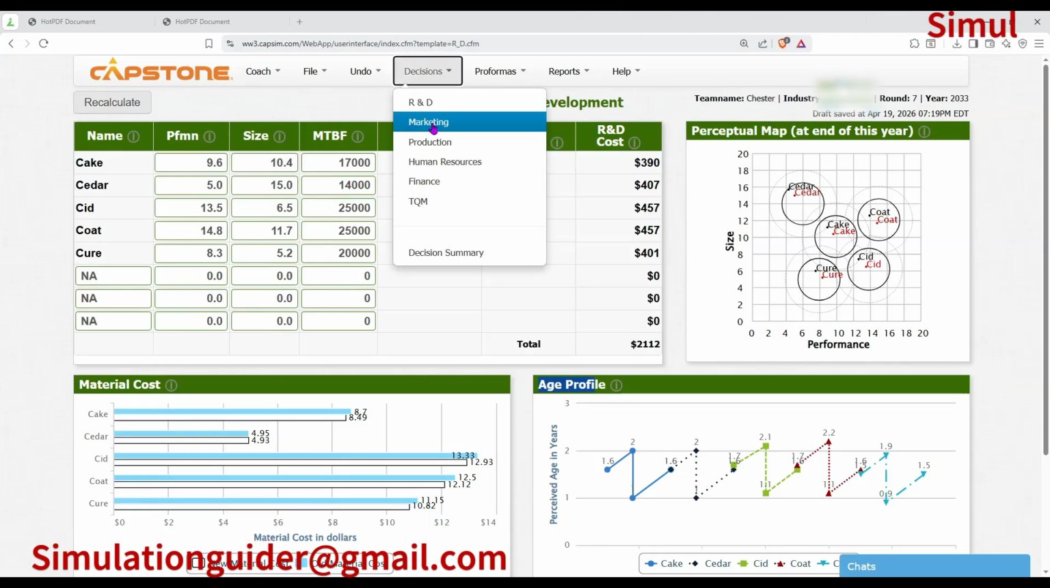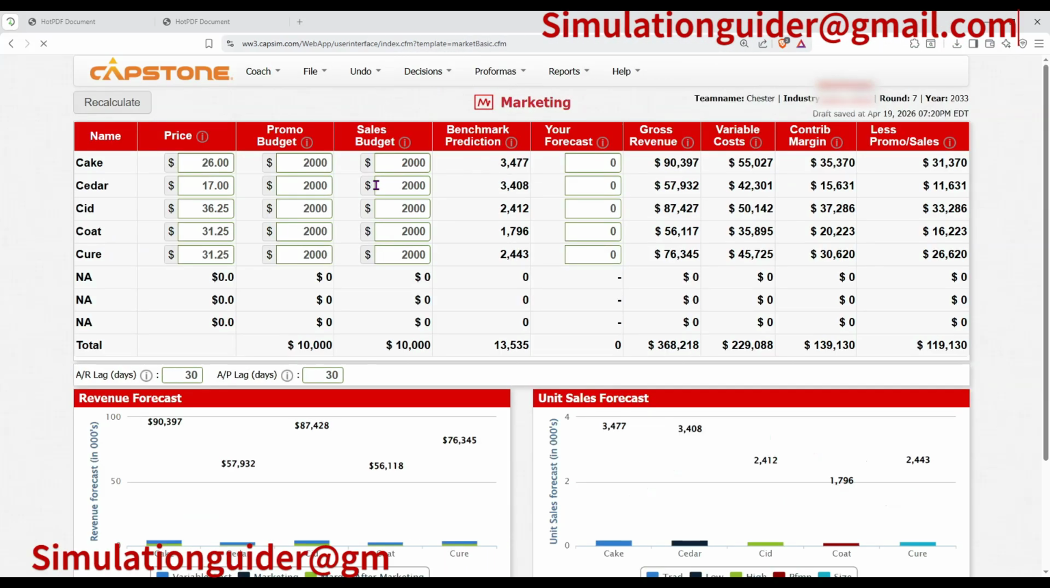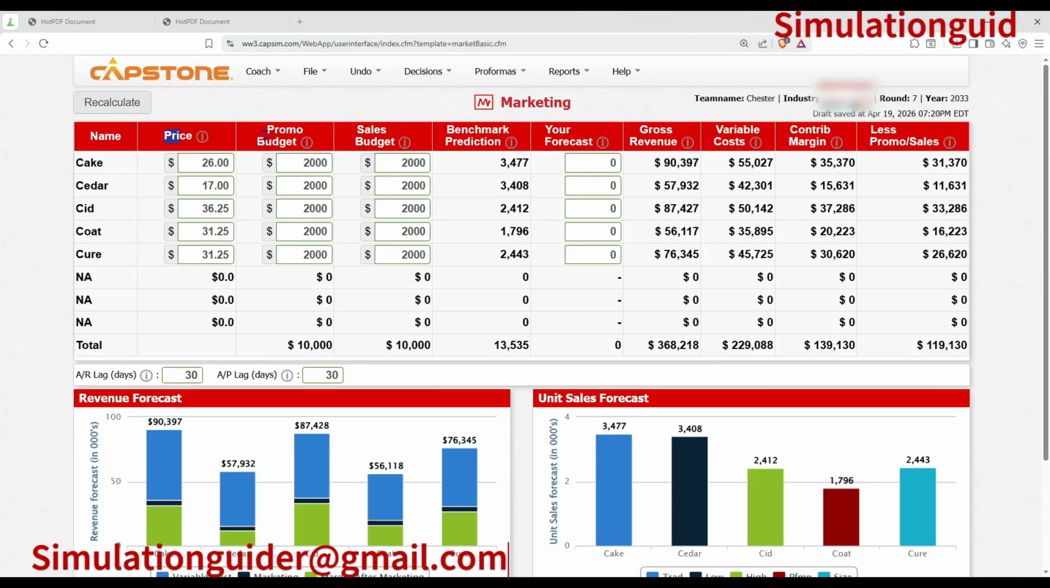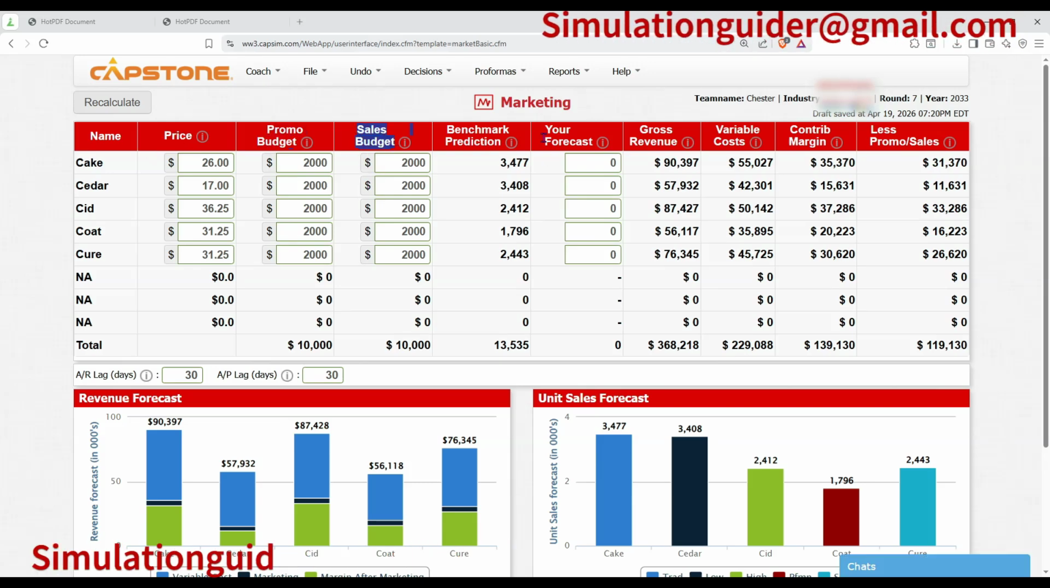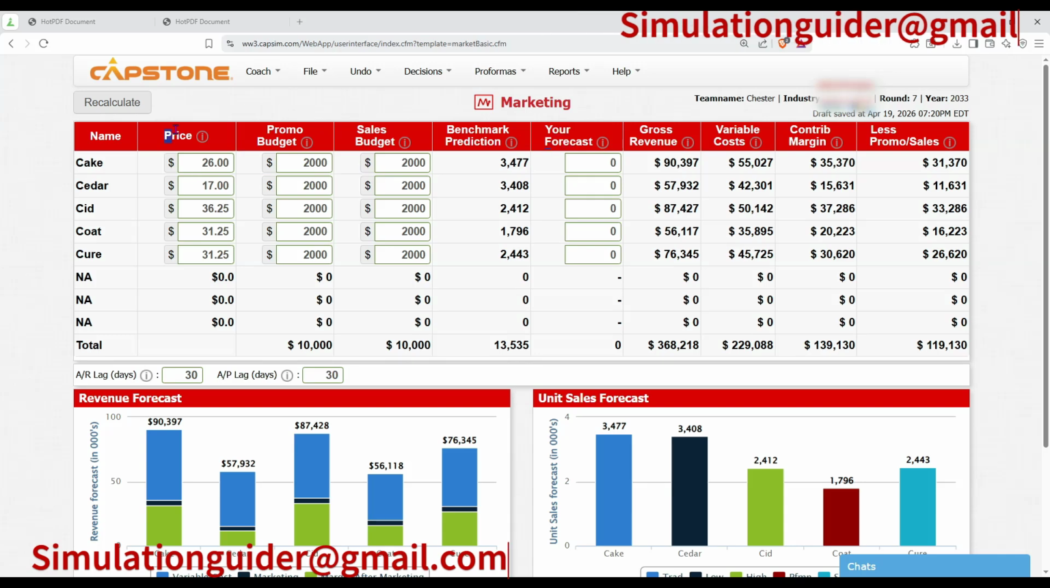Done with the R&D, next one is marketing. Under marketing, we're actually talking about 4 things. First one being the price, second one promo budget, third one sales budget, last one focus. So we shall start with the pricing.